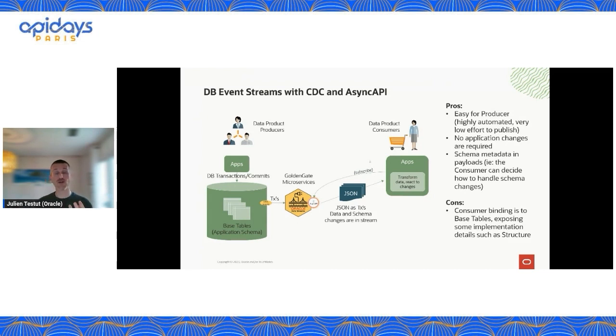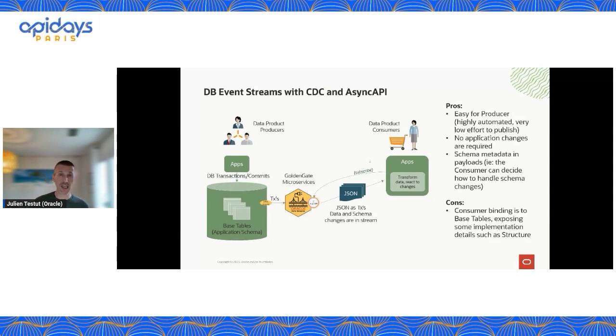So GoldenGate will capture the change data events, and then GoldenGate data streams will basically convert those into JSON messages that we will be publishing into Async API channels, so that any downstream consumer can subscribe to those channels and start consuming the transactions that GoldenGate has published. So this is very easy for the producer, right? Because there is really not much to do. They just have to set up GoldenGate. They just have to set up the change data capture, and we'll see it's actually very simple. It's fully automated. There is very little effort to actually publish the change data into the Async API channels.